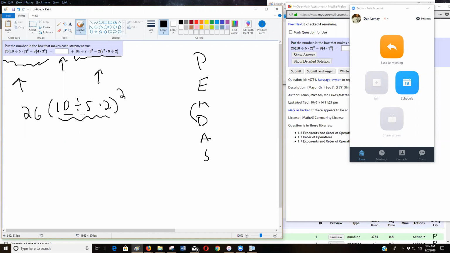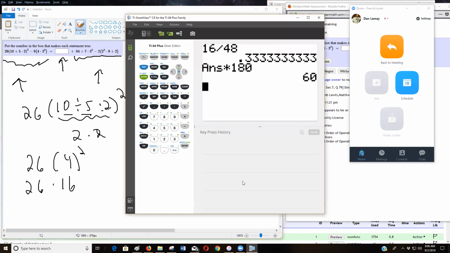So 10 divided by 5 is 2. 2 times 2 is 4. So I got 26 times 4 squared. 4 squared I know is 16. Now what's 26 times 16? I could do this by hand, I could multiply it out, but you know what? I've got a calculator right here. This is what they make calculators for.